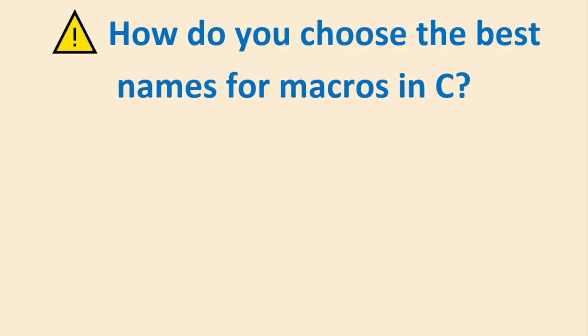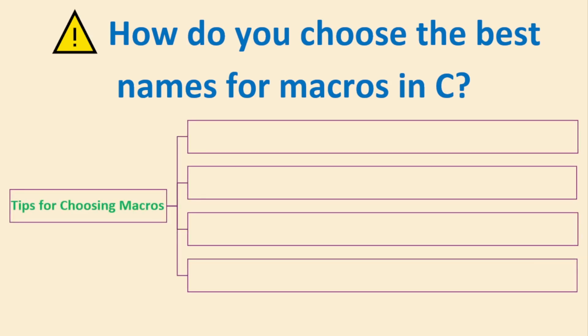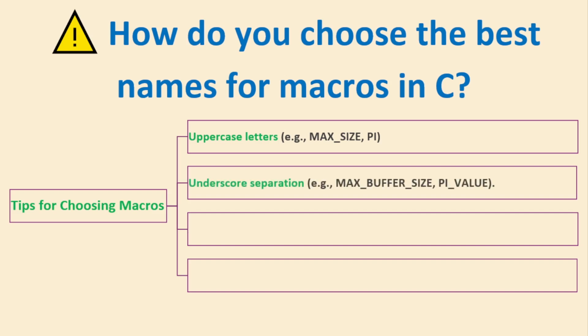Macros are a powerful feature in C, but they should be used with care to maintain readability. A common convention is to write macro names in uppercase letters, for example, MAX_SIZE or PI. When combining multiple words in a macro, use underscores for better readability. For example, MAX_BUFFER_SIZE, PI_VALUE.